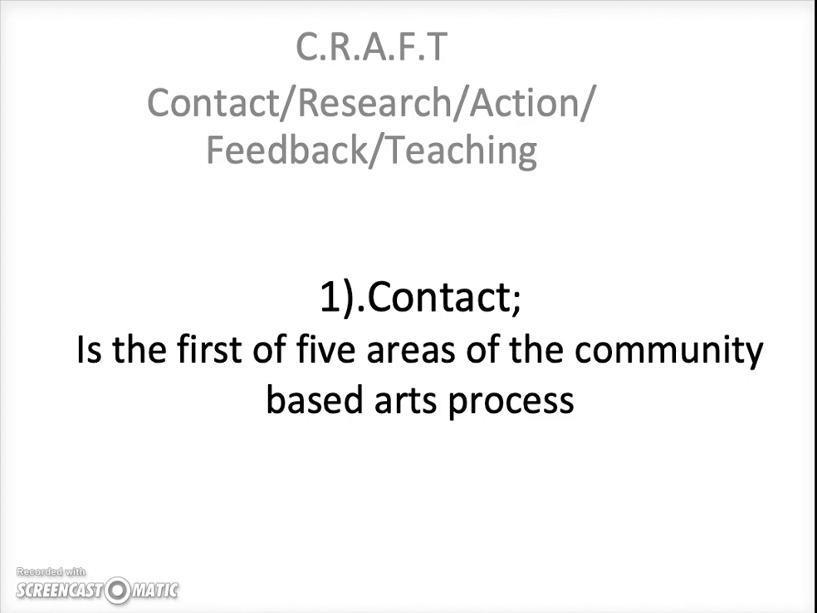Contact is the first of 5 areas of the community-based arts processes. This is how we make contact with future members of the community, potential collaborators. How do you find an organization to work with or for? Then later on we'll talk about research, R. A, action, F is feedback, and T is teaching. And CRAFT is the 5 steps that you will take when you create your own capstone project. So we're going to go over contact first.